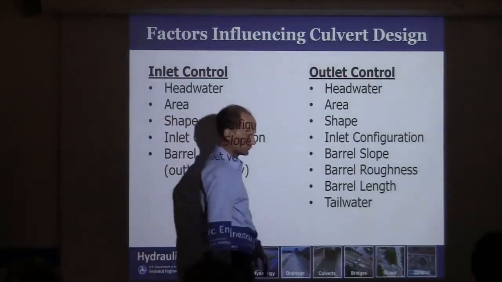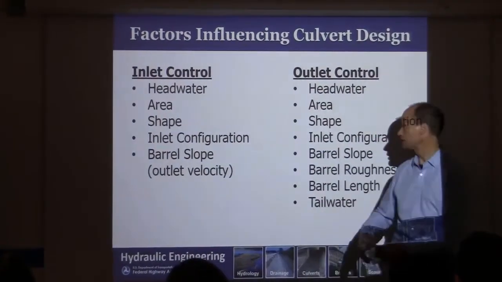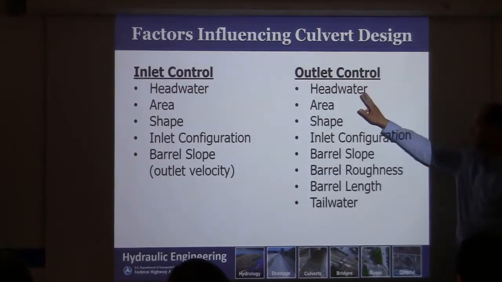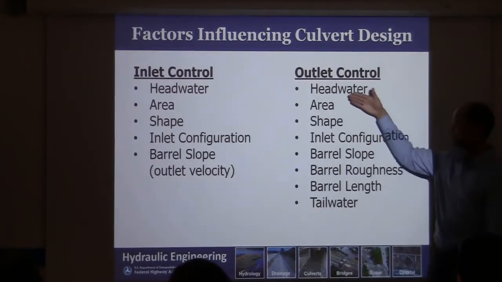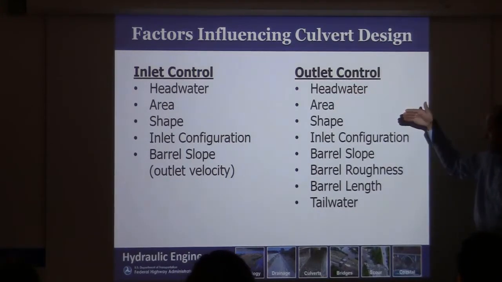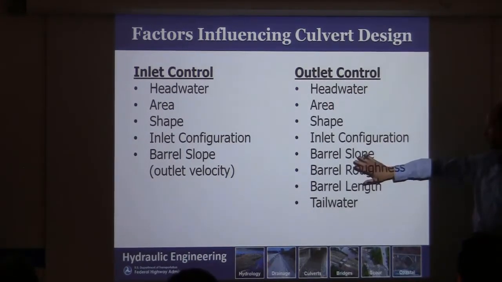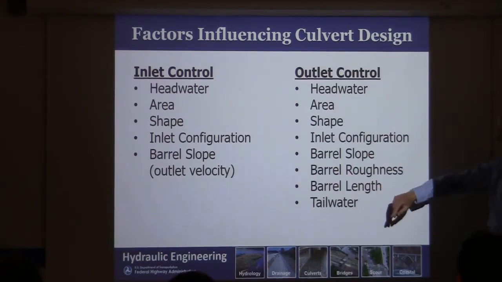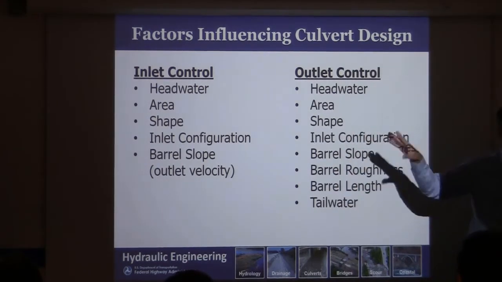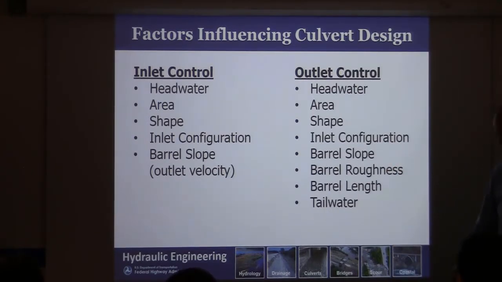Outlet control, everything matters. You push through the inlet and you have a little bit of energy loss, so you have the headwater, the inlet configuration, you're into the barrel, so the barrel has a certain area and shape and slope. You're losing frictional resistance, and that comes into play with the roughness and the length. And then you have to push out into the tailwater and you encounter another local loss as you re-expand into the flow. And so the energy analysis takes into consideration all these things.